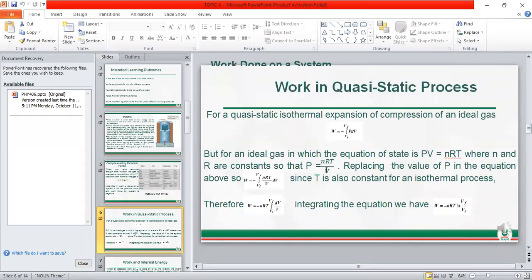So if you replace P, it will now be nRT over V dV. Now, n, R and T are constant. Now, if you look at that, you'll be left with 1 over V dV or dV over V. And if you are a good student of mathematics, if you have an expression like that, it will give you the natural logarithm of V.